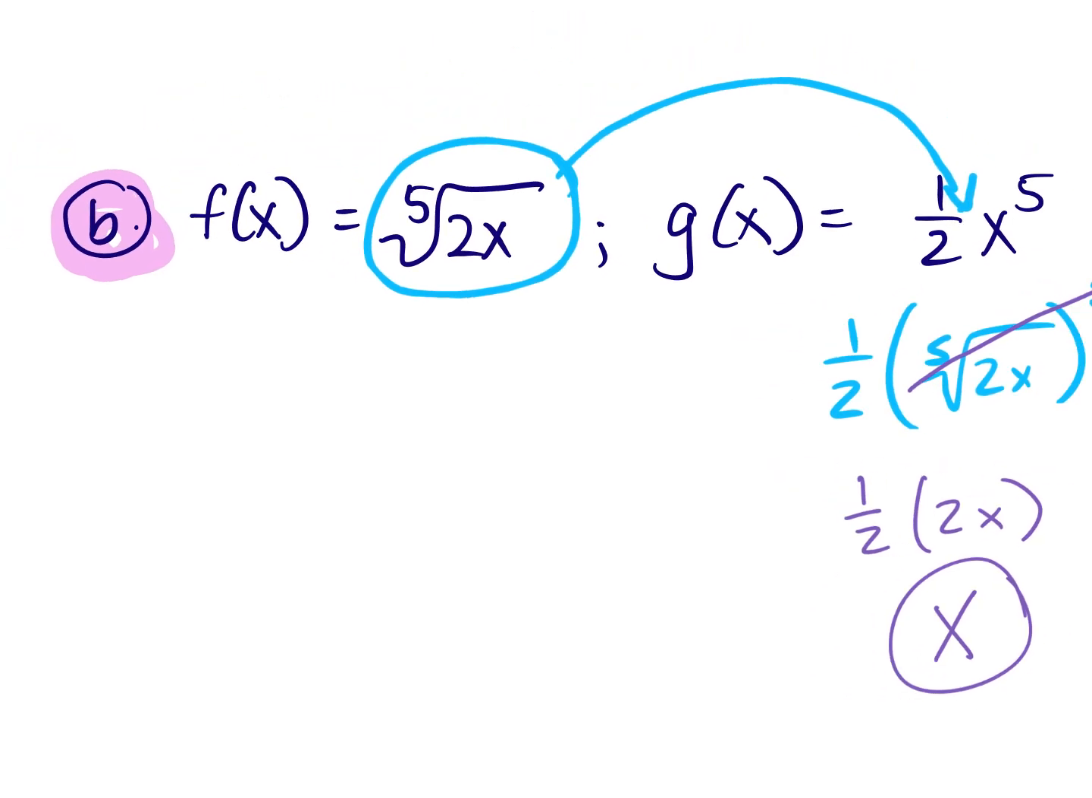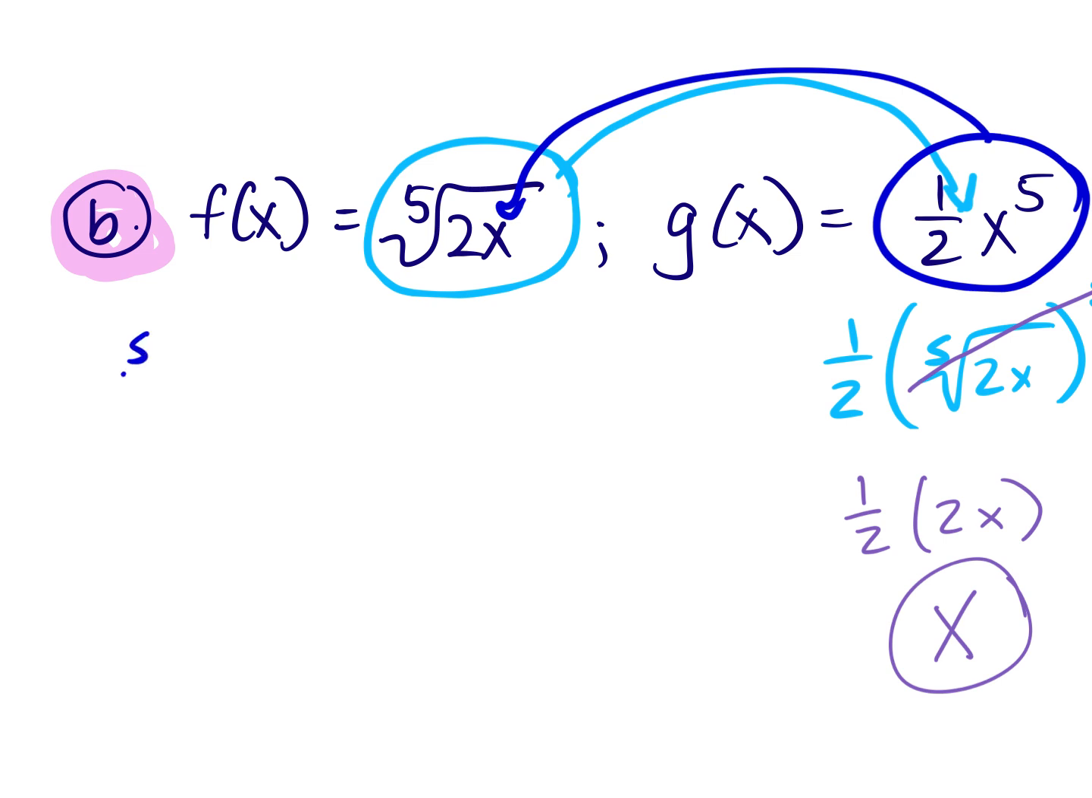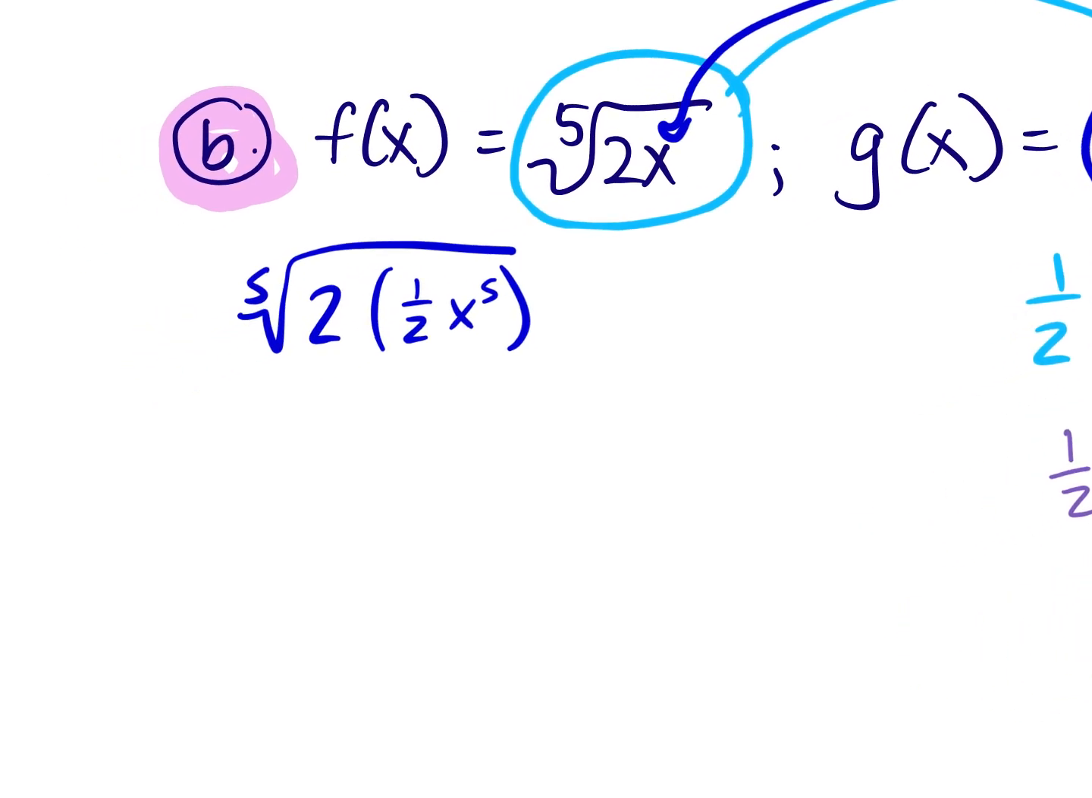Perfect. Let's do the same thing the other way. So I have the 5th root of 2 times my whole function here. So 1/2 x to the 5th power. What would cancel out or simplify first here?